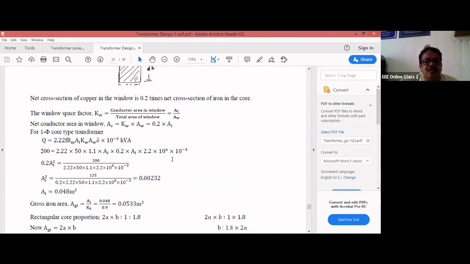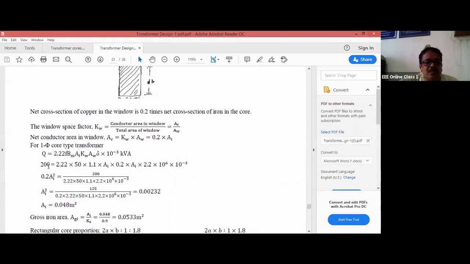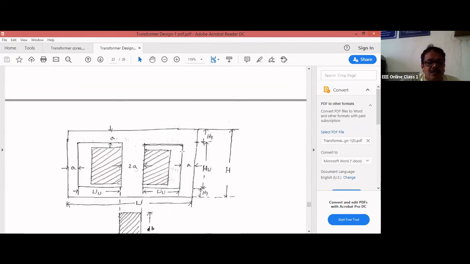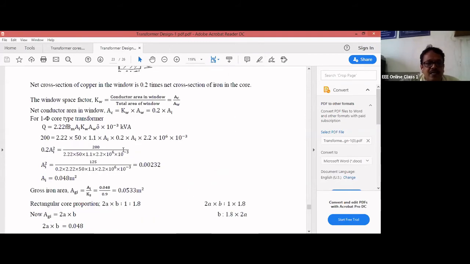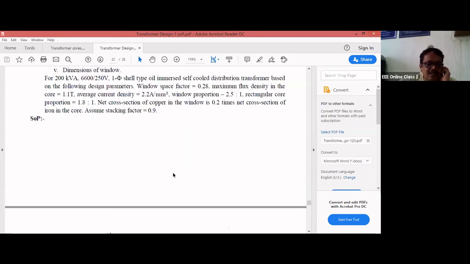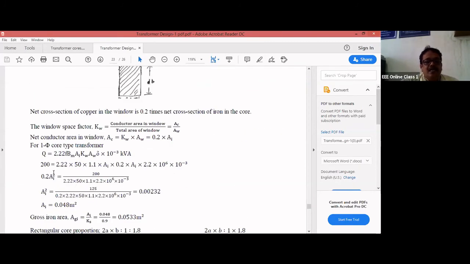I try to substitute here. The kVA output is 200, 2.22, frequency is 50, Bm is 1.1, and you substitute for Kw Aw. What is given here? Window proportion is given, window space factor is not given. So what you can do is directly substitute for Kw Aw, which is nothing but 0.2 Ai. Then the current density is 2.2 ampere per mm square, that is 2.2 into 10 power 6. Substitute these values and calculate Ai, the net iron in the core.